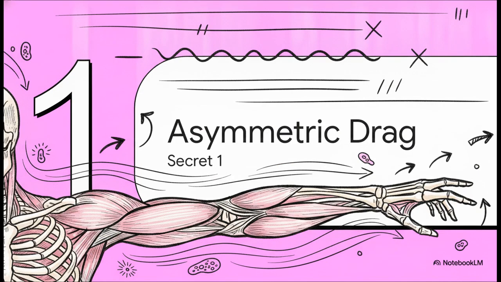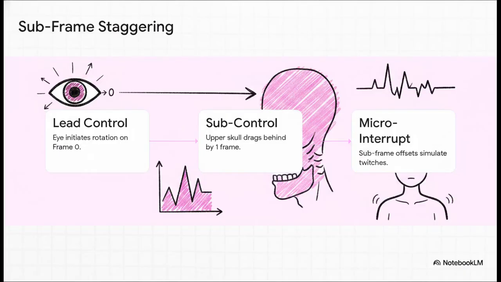Let's kick things off with secret number 1, asymmetric subframe drag. So, standard animation tutorials completely condition us to set our keyframes on full, solid frames, right? Frame 10, frame 15, frame 20. But the reality is, actual physical anatomy completely rejects that rigid 24 frames per second grid. In Ava's pipeline, primary motion drives secondary motion through some highly specific offsets. Let's use the eye and head movement as our example here.